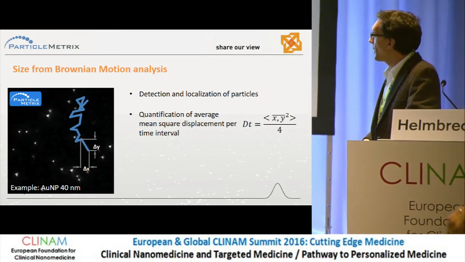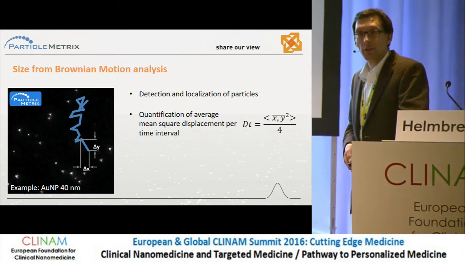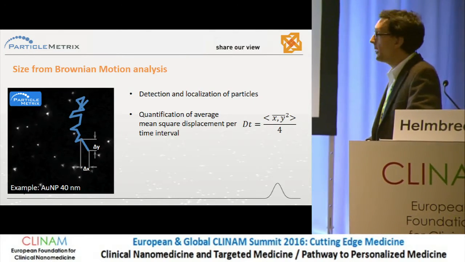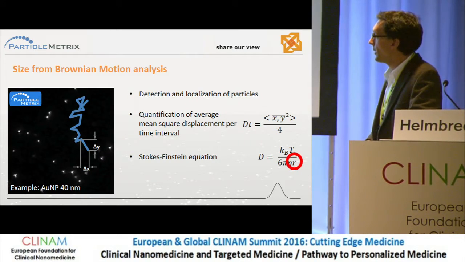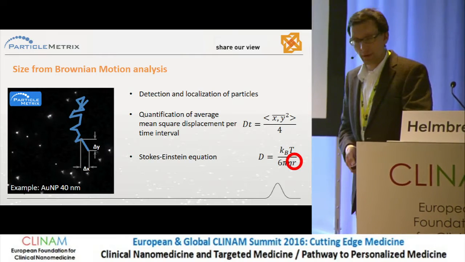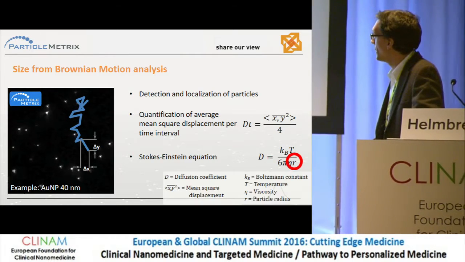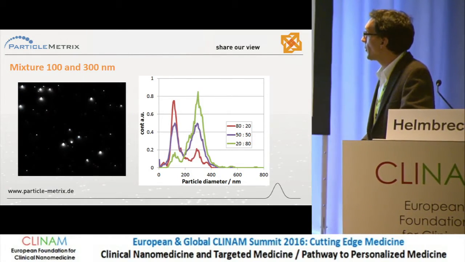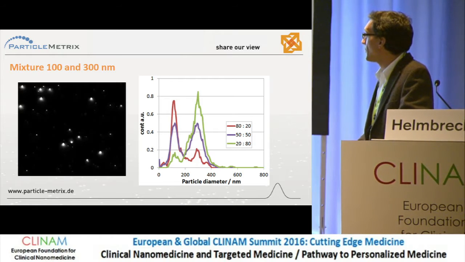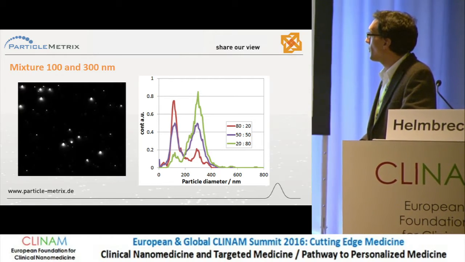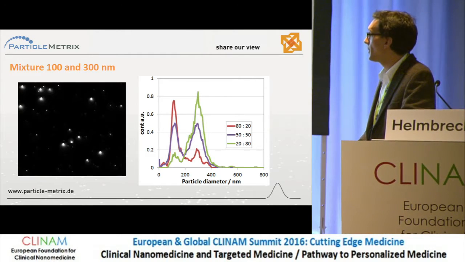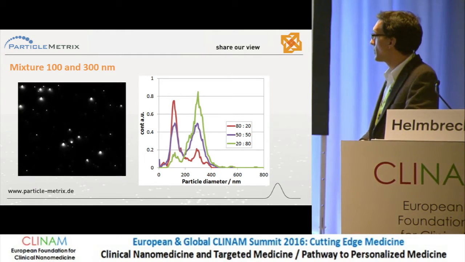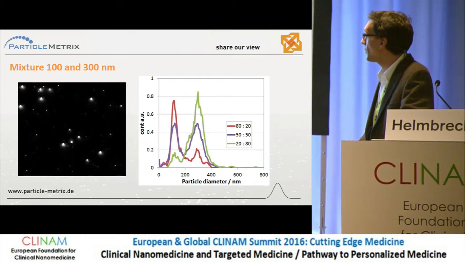happily, Einstein did the calculation over 100 years ago of how to do this in a 2D plane. With the Stokes-Einstein equation, you can calculate the radius of a single particle. So this is a single particle technique. We also do mixtures, so there is resolution, and you also see the concentration of such samples. This was a mix of 100 and 300 nanometer, and you get resolution and concentration.